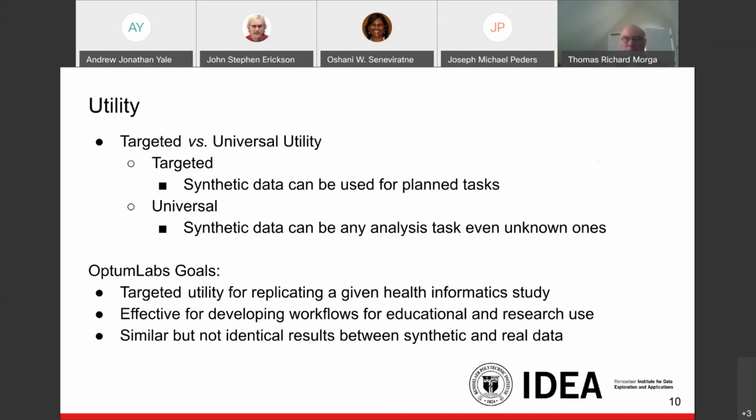Universal utility would basically be if you had any arbitrary amount and types of data, and then tried to accomplish a task on the synthetic data that you don't necessarily know about when you're generating the data. This is a lot more difficult to test as well as accomplish, so we're not going to focus on that for this work.